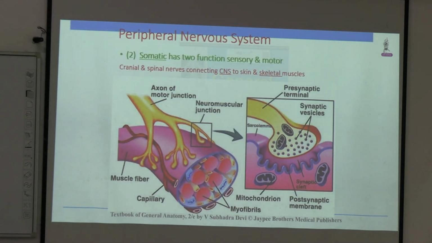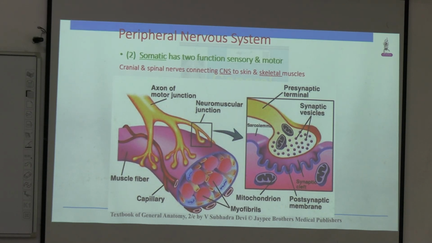So let's move to the peripheral nerves. The other division we mentioned here is the somatic division. This somatic division has two functional components. One is known as sensory, the other is motor. So we have to understand this very well. What is sensory and what is motor? Sensory means touch, pain, temperature. That is the sensory division, and the other is known as the motor division, which is the muscle actions.